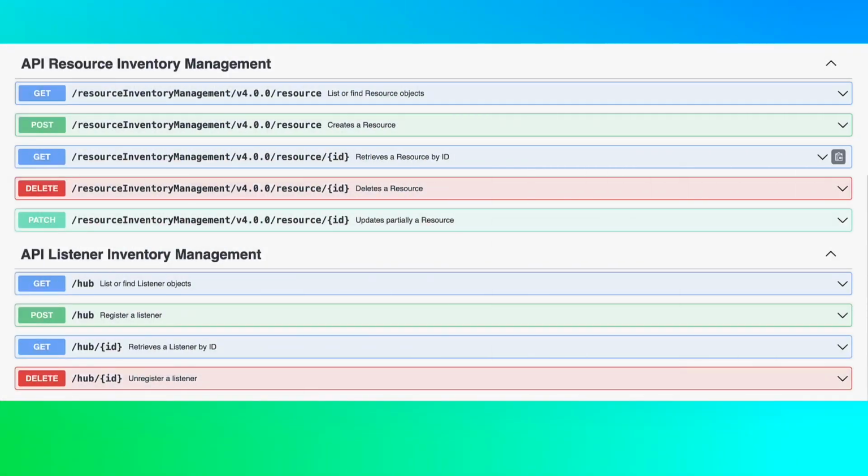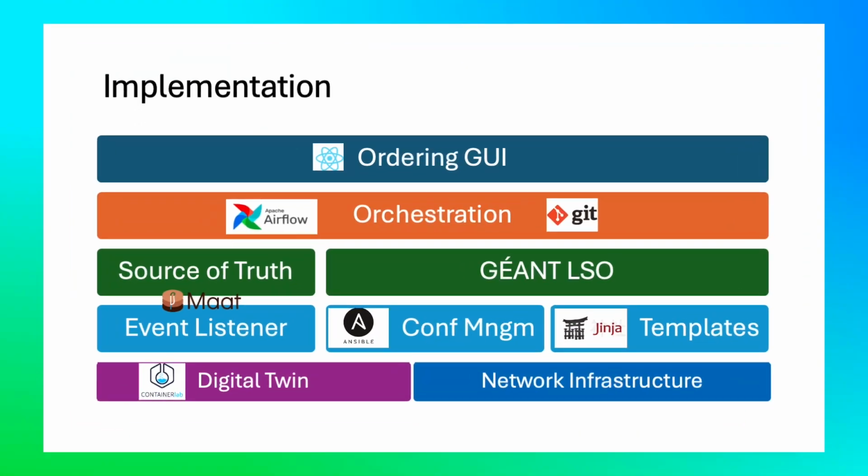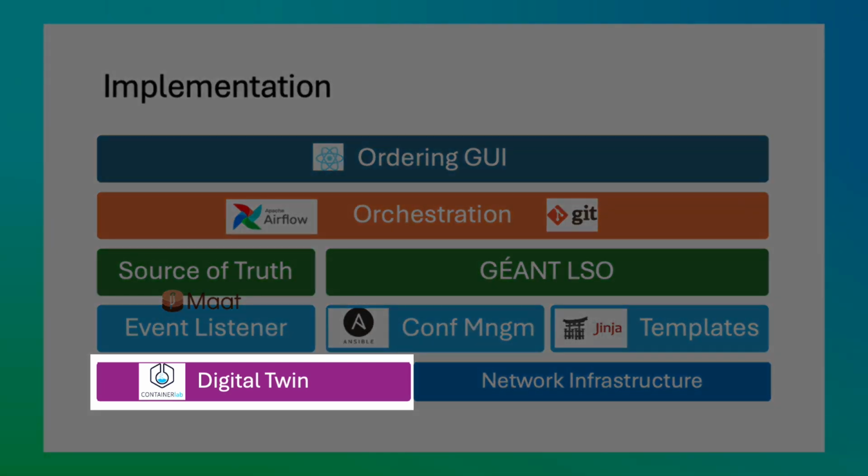What you see now on the screen are the Swagger UIs for the MOT solutions. So as you see, there is a separate API for service inventory, for resource inventory, and for event listener, which is a notification hub that tells you about different events that are happening inside MOT if you subscribe to it.